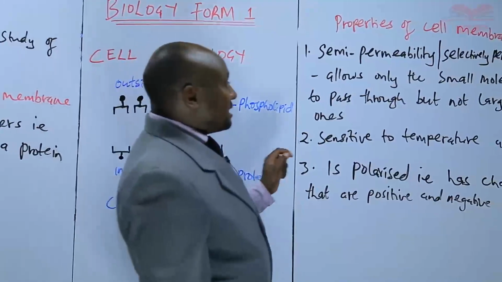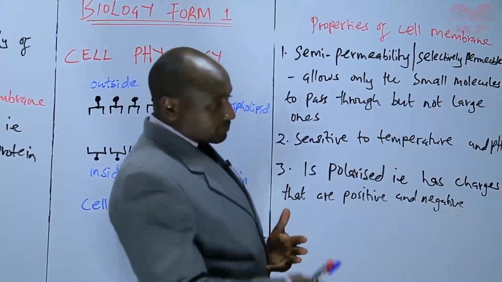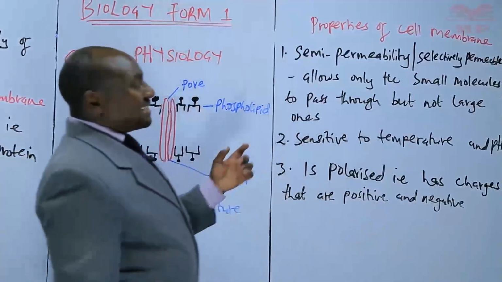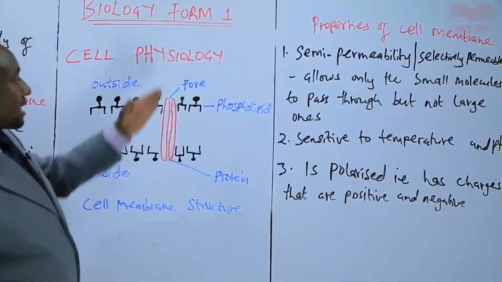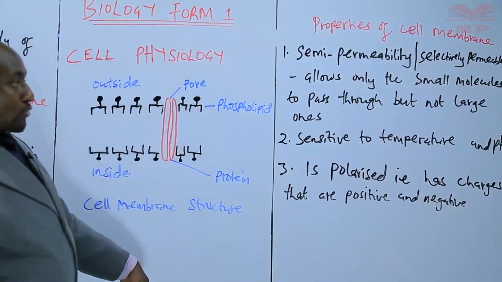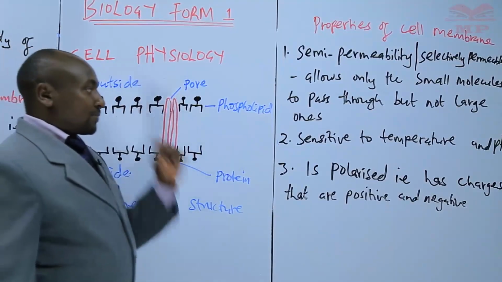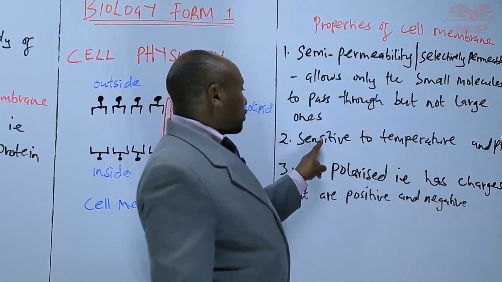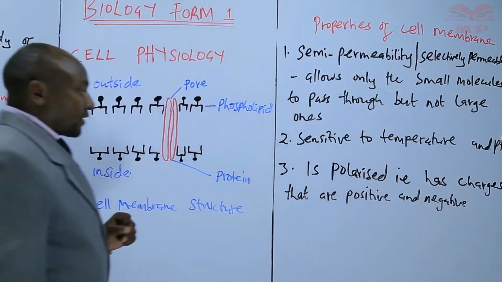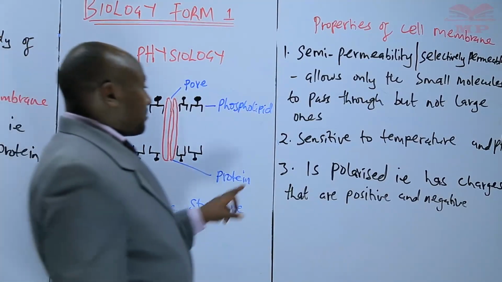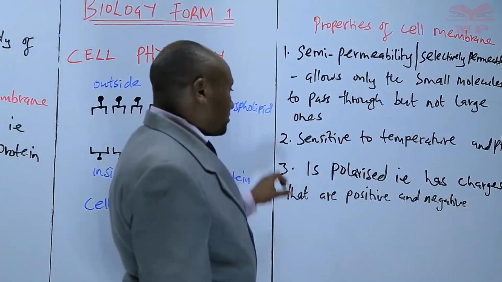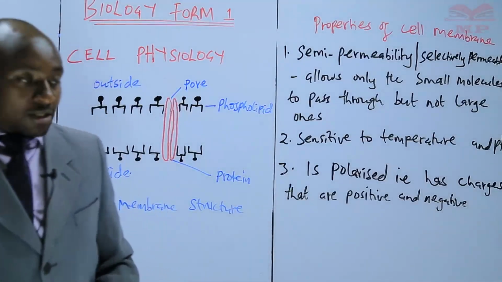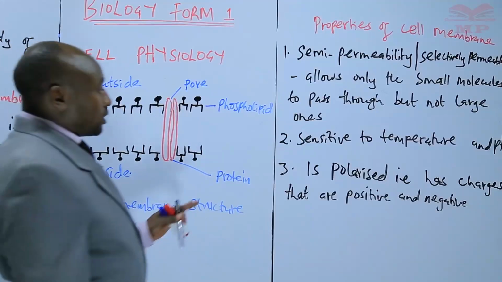One is its semi-permeability, or selectively permeable, meaning that it is selective. It selects the small molecules to go through, but not the large ones. It's also sensitive to changes in temperature and also pH. And finally, the cell membrane is polarized. That means that it has both positive and negative charges. So our lesson for today will end there.